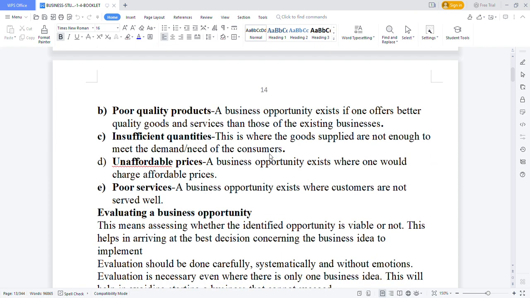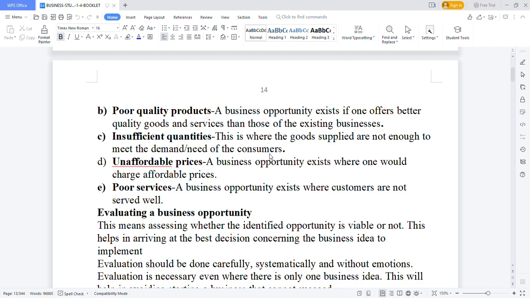The next one is poor quality goods. A business opportunity exists if one offers better quality goods and services than those of the existing businesses. A good example is the barber shop. That's why people complain that some barber shops are very expensive, some are very cheap, but there is a difference in the quality offered in those particular barber shops. Same applies to salons, same applies to schools. So there are different qualities of products.